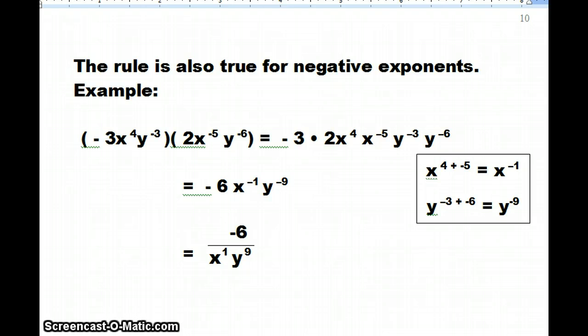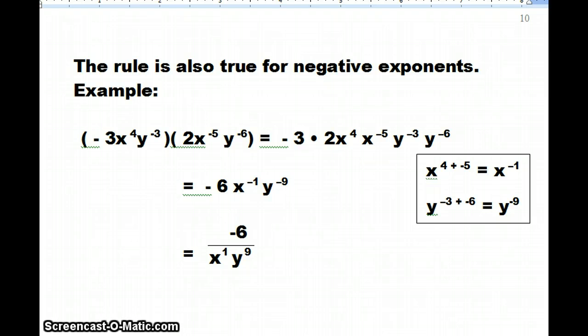If we remember back to the rules for multiplication, the commutative and associative, we can rearrange those and group different things together. And that's what I've done over on the right-hand side. I've taken the -3 and the 2 and put them out front. I've grouped the 2 x terms together, and I've grouped the 2 y factors together. When I do that, I can take -3 times 2 and get -6. I take x to the fourth and x to the -5th.